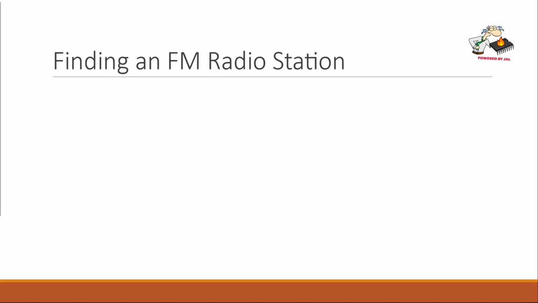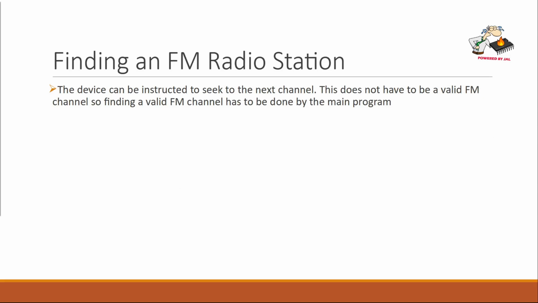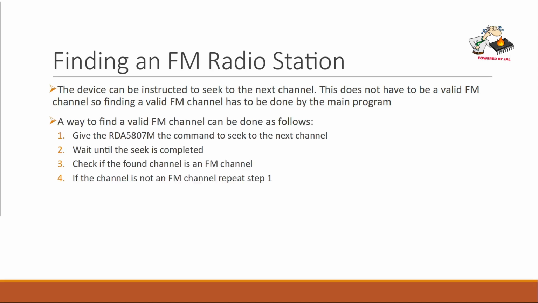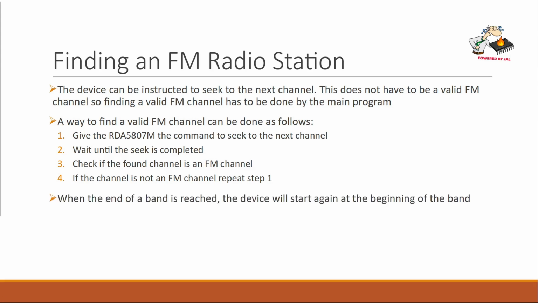So how do you now find an FM radio station? You can give the device an instruction to seek to the next channel. But as I showed before, there doesn't have to be a valid FM radio station on this channel. So the main program has to find the next valid radio station. A way to do that is as follows. You give a seek command to the device to seek to the next channel. You wait until the seek is completed, and then you check if the found channel is an FM channel. There is a library function to indicate that. And if the channel is not an FM channel, you just repeat step 1 until you have found a radio station. When the end of a band is reached, the device will start again at the beginning of the band.